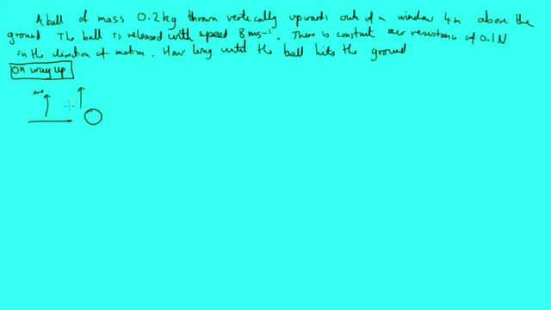and we go up with some acceleratory force. Now the ball has mass 0.2 kg, so 0.2 g newtons pulling it down. So this is the weight of the ball coming down, but it's also got air resistance.